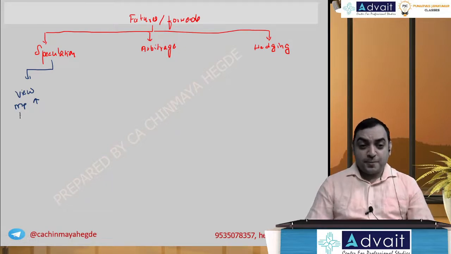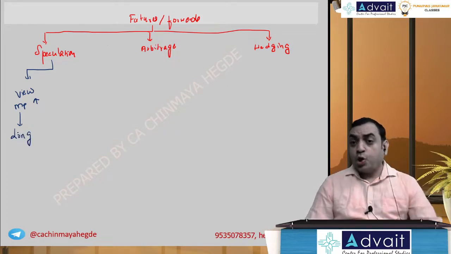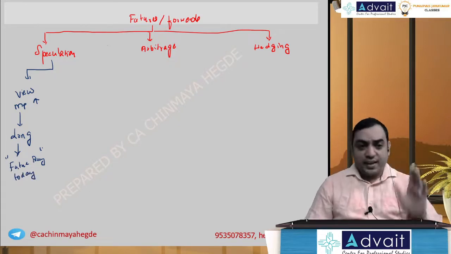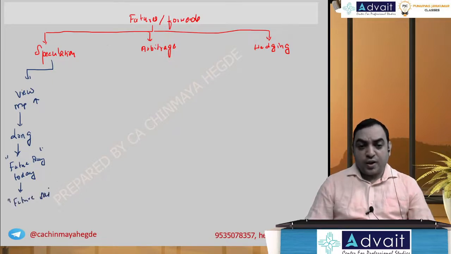You have to take a long position, that is a bullish position. And in futures, what do you mean by long position? You are going to enter into a future buy today, and later, on the expiry date or any date later, it's going to be a future sell. Means square off with a future sell later.